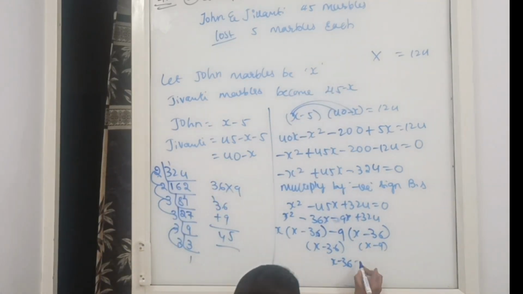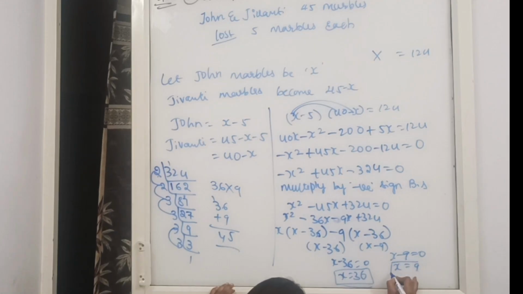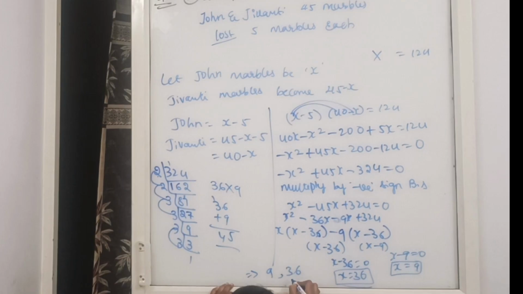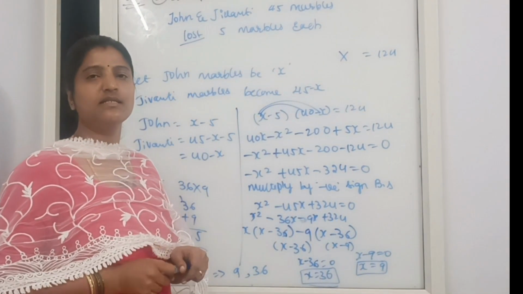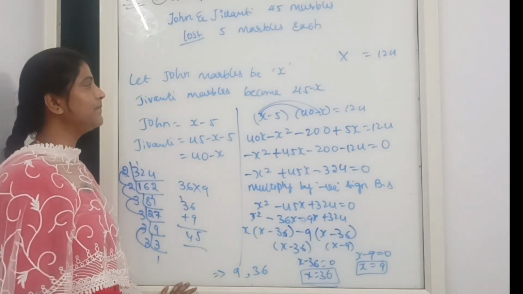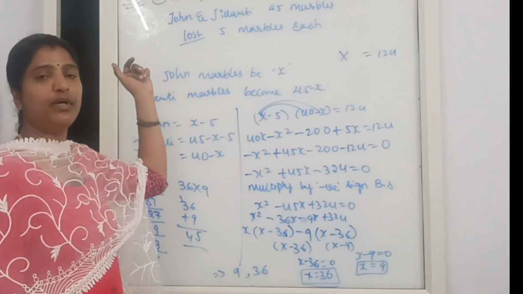X minus 36 is equal to 0, so X is equal to 36. X minus 9 is equal to 0, so X is equal to 9. The answer is 9 comma 36. They can start with 9 marbles or 36 marbles. Understood? Hope you guys understood. Let us move to the next example 1 also.